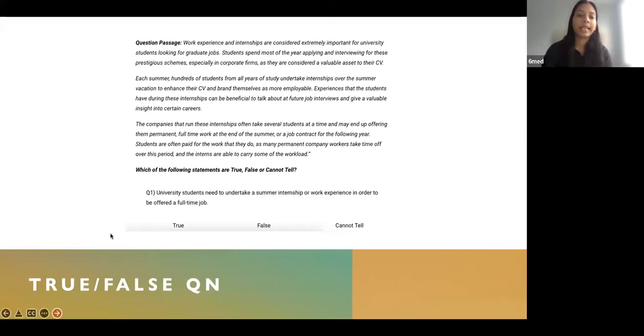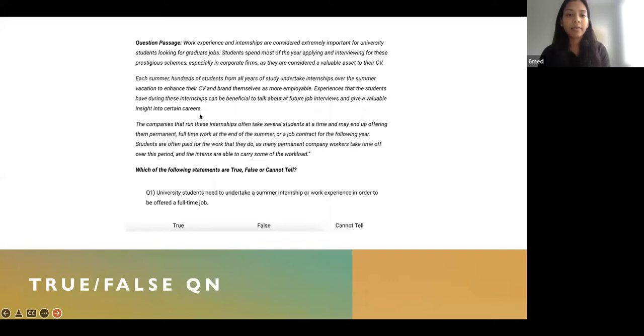So now we need to see, is the statement true based on the text? Is it false, or can we not tell from the text? And then, as some people have already said, look for those keywords. The first sentence says work experience and internships are considered extremely important for university students looking for graduate jobs. So they're saying it's important, but they're not saying that it's necessary, that only if you do these two things will you be offered a full-time job. So from that first sentence, I can't really say that this statement is true.